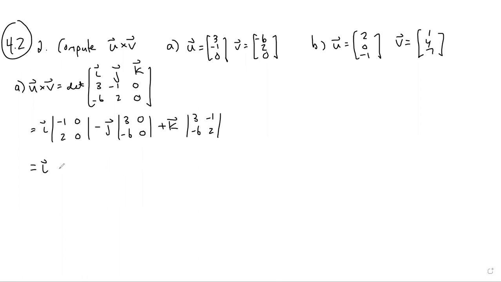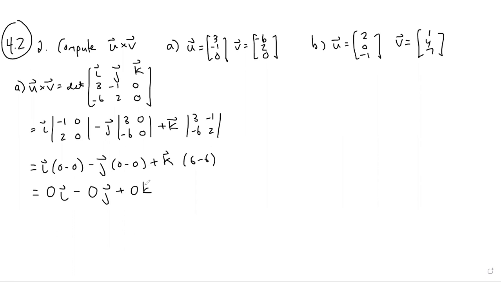I can see with i, this will just be 0 minus 0. And j, this is 0 minus 0. And plus k, this one is 6 minus 6, which is 0. And so what we actually get is 0i minus 0j plus 0k. And if we were to put that back into the vector, that's 0 for the first entry, 0, 0. We do actually just get the 0 vector for this.